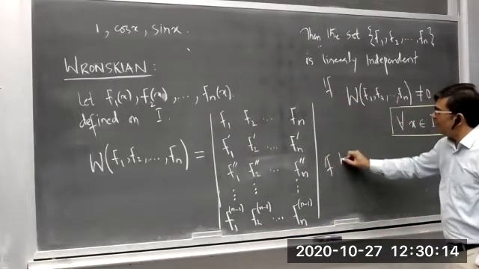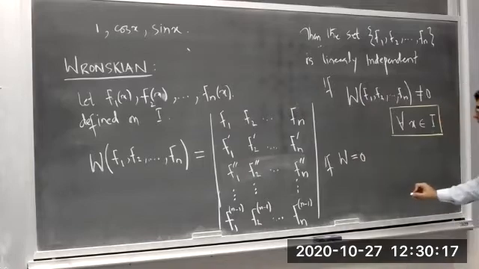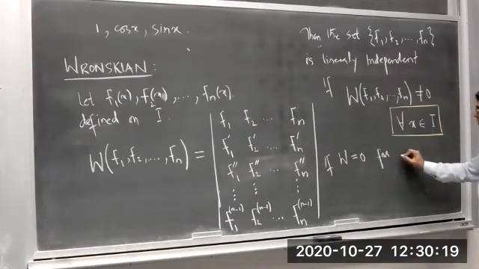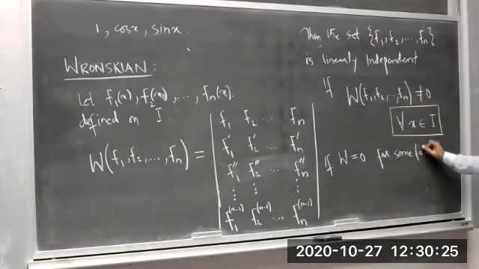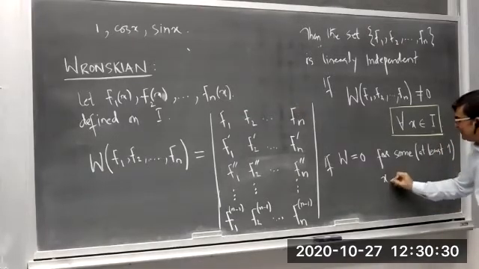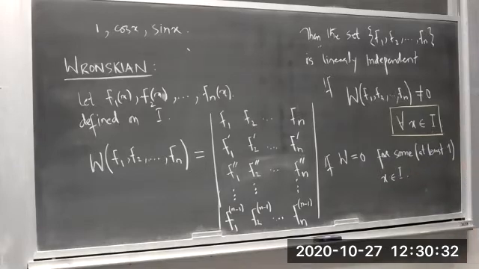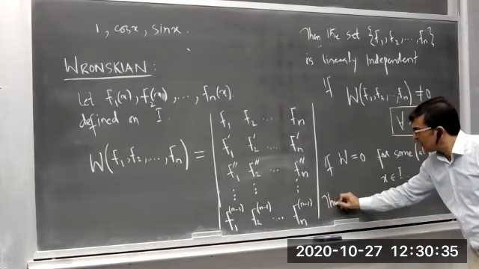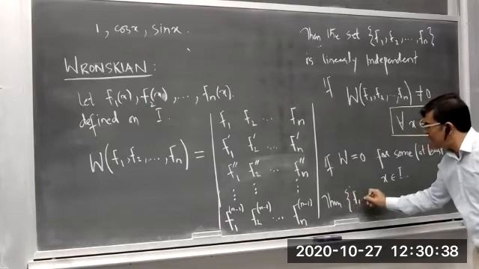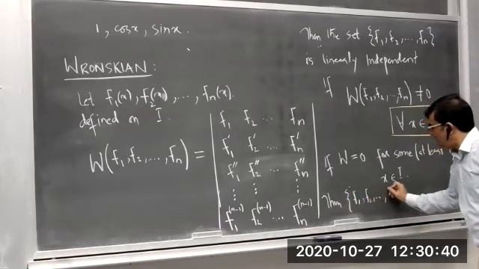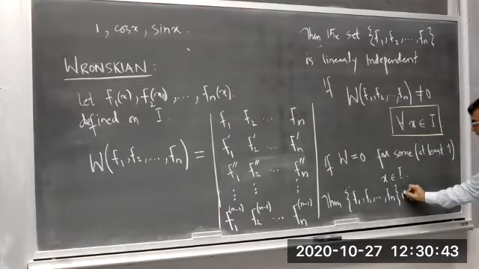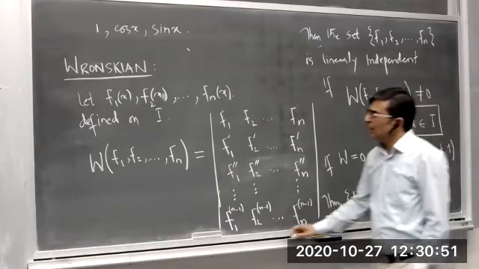You can say, if the Wronskian is 0 for some, or you can say at least one, for some x belongs to I, then the set f1, and so on, fn, is a linearly dependent set. I hope you get it.